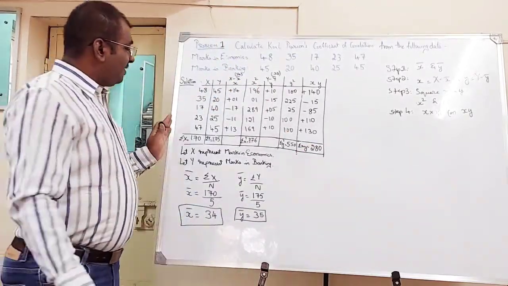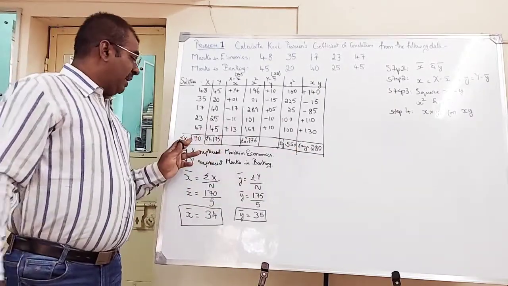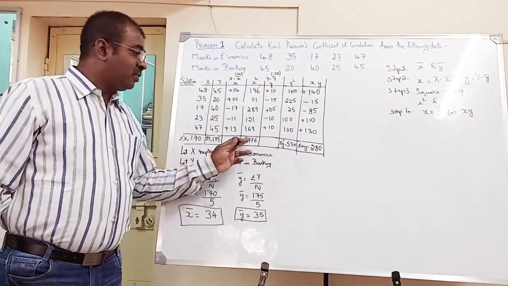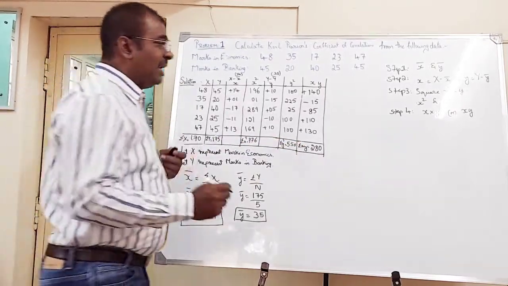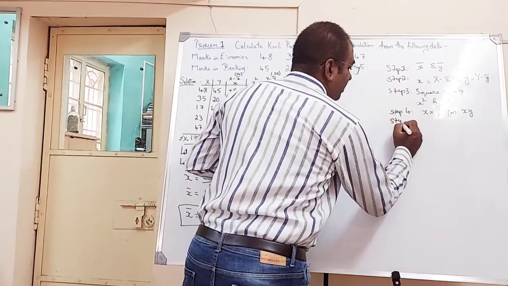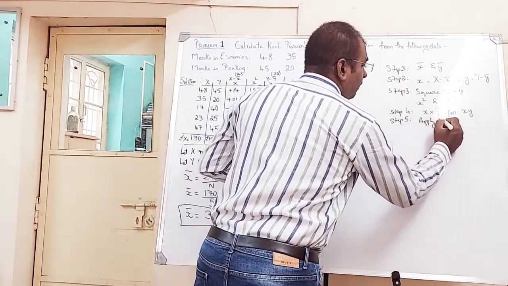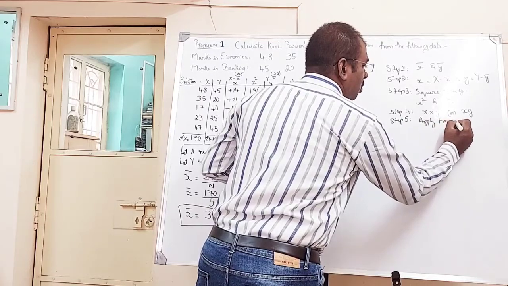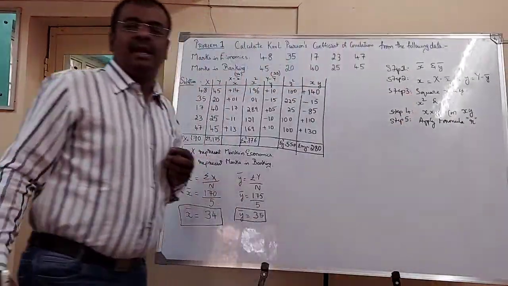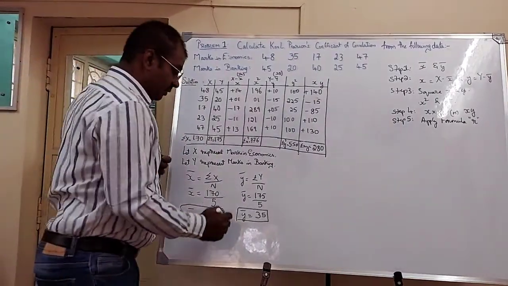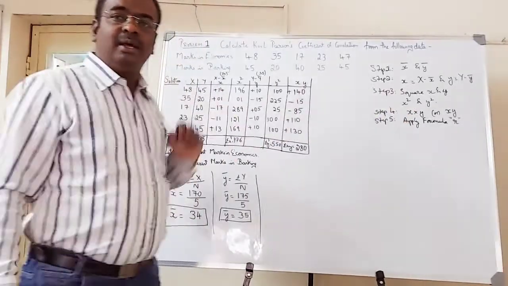So this is how we have calculated all our values: sigma x, sigma y, sigma x square, sigma y square, and sigma xy. And finally, our last step, step number 5, is that we are going to apply the formula for correlation. Correlation is indicated by R. Now, let us go ahead with step number 5 and apply the formula of R.